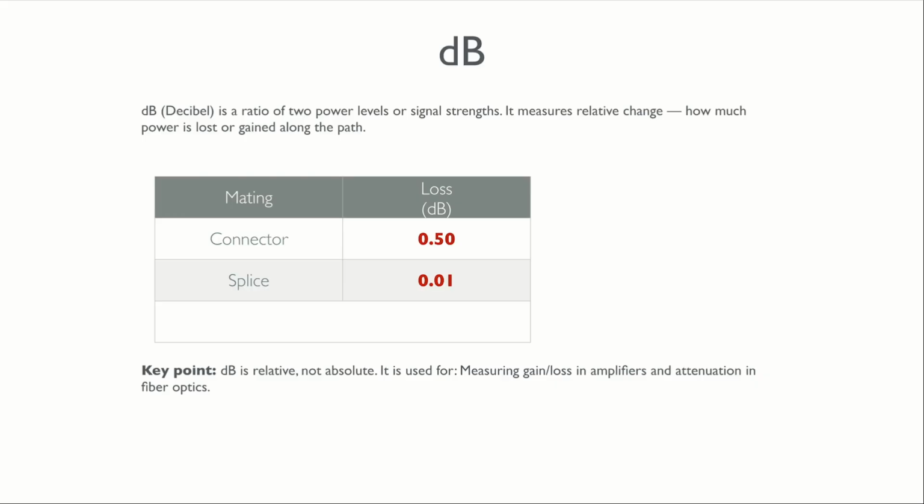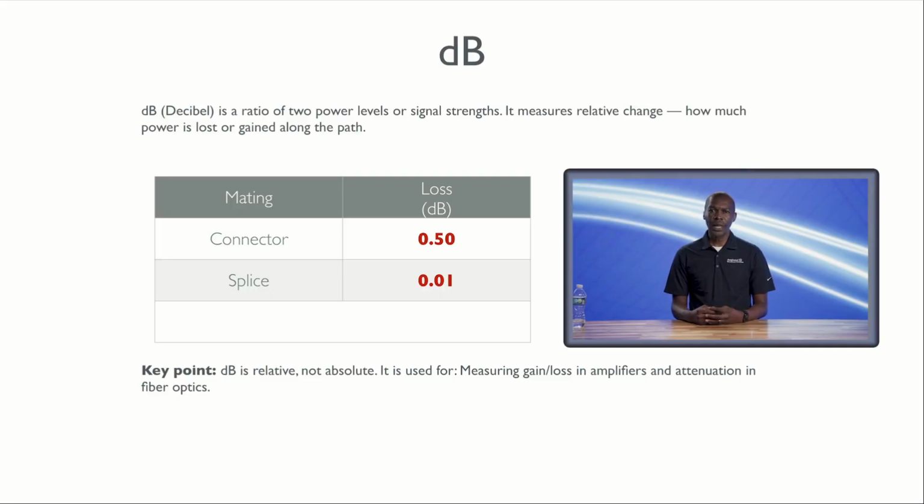So what is dB? A dB is also known as decibel. It's a ratio of two power levels or signal strength. It measures relative changes, how much power is lost or gained along the path. For example, a fiber connector might add 0.5 dB of loss, or a splice might add 0.1 dB of loss to an overall link budget.